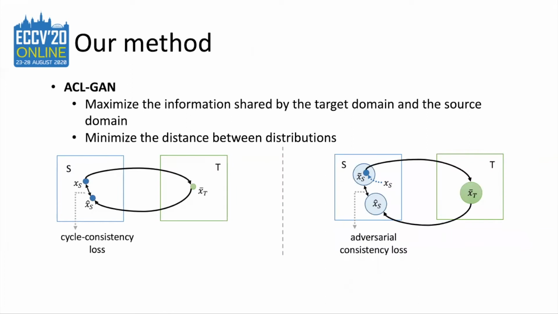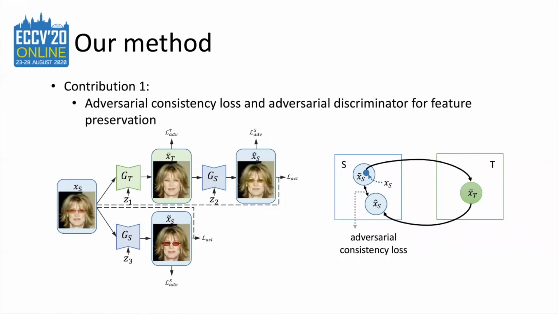To avoid the drawbacks of cycle consistency, we propose a novel method termed ACL GAN, where ACL stands for Adversarial Consistency Loss. Our goal is to maximize the information shared by the target domain and the source domain. The adversarial consistency loss encourages the generated image to include more features from the source image, from the perspective of distribution rather than maintaining the pixel-level consistency. That's to say, the image translated back is only required to be similar to the input source image, but need not be identical to the specific source image.